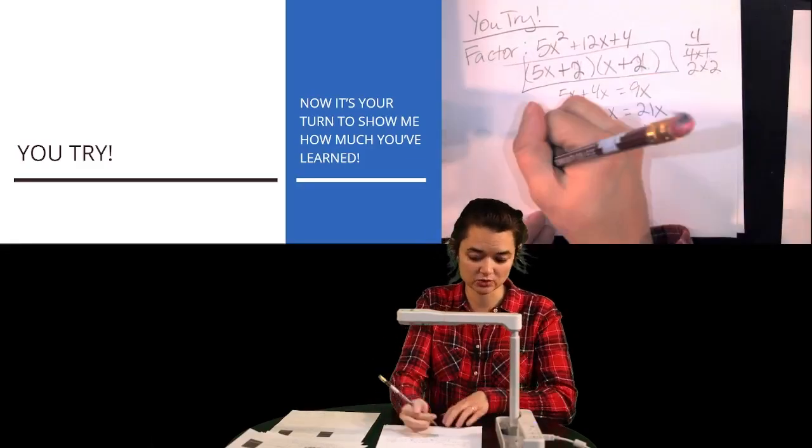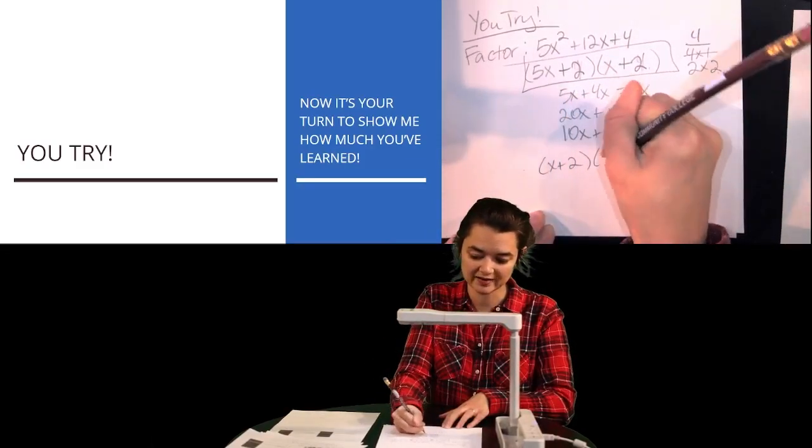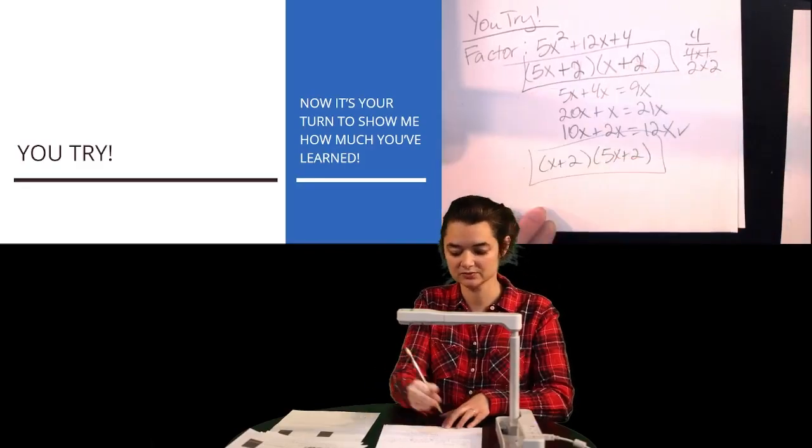If you have them in reverse order, if you have x plus 2 and 5x plus 2 in that order, that is also correct.